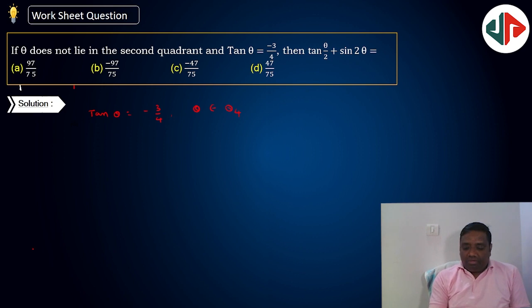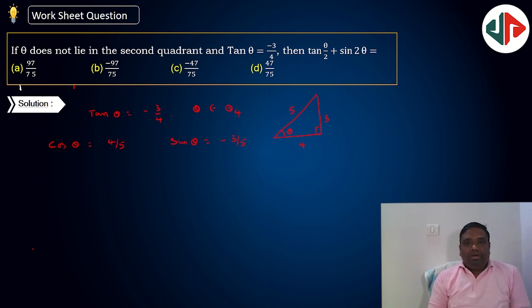So from this value, we can find out that theta is lying in the fourth quadrant. Here tan theta is given as 3 by 4 in magnitude, then automatically we can find out the cos theta value. What is our cos theta value? 4 by 5. In the fourth quadrant, cos is positive. And sin theta is 3 by 5, but it is lying in the fourth quadrant, which means minus.